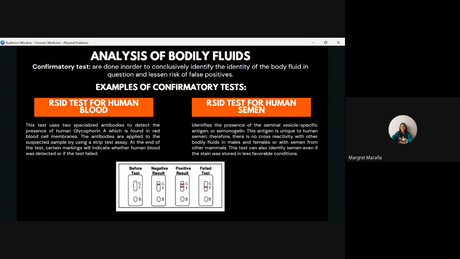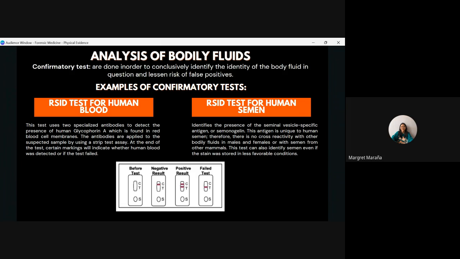Okay. So, i-define ko muna what is the meaning of RSID. RSID means Rapid Stain Identification Test. Test siya for 4 types of bodily fluid: blood, saliva, semen, and urine. Na nagamit ito ng what we call lateral flow immunochromatographic strips. Or basically, it's just a strip test specifically designed for the checking of bodily fluid for forensic use.